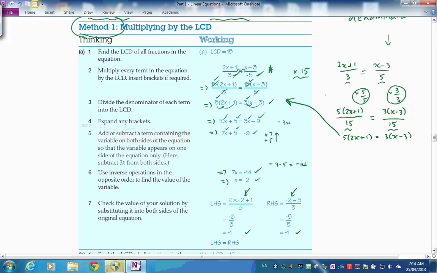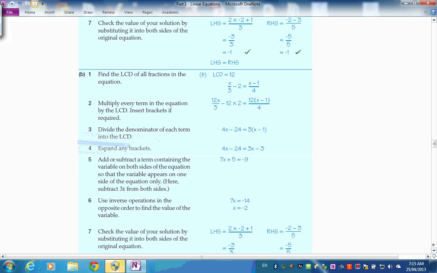I think it's a bit more work, so I think this method over here where you are multiplying by the common denominator and then cancelling is a little bit easier, but the notion is still the same. You must find that common denominator. Alright, let's go down and have a look at another one.